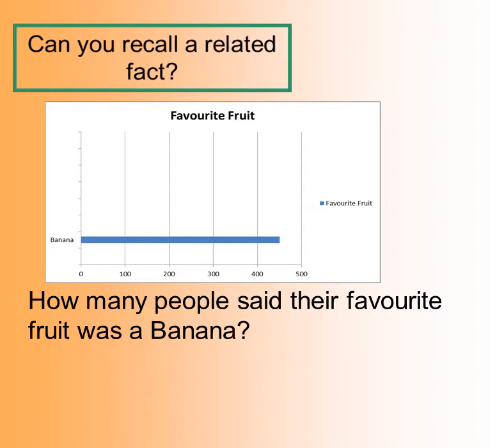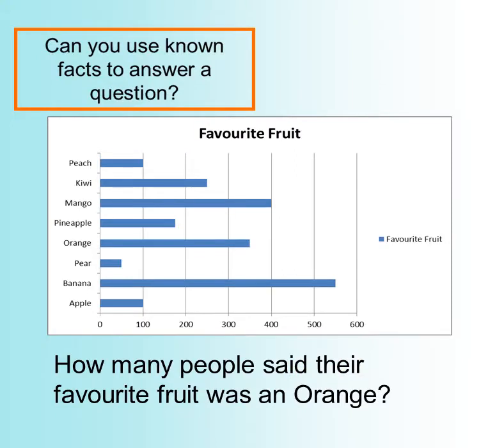So that's a very simple bar chart. It's only got one bar, one option. Let's look at a slightly more complicated one. So again, it's favourite fruit, but this time people had lots of different choices. They could have chosen peach, kiwi, mango, pineapple, orange, pear, banana or apple. Let's check that scale again. Is it still the same? Yes, it's still counting in 100s. 0, 100, 200, 300 and so on.